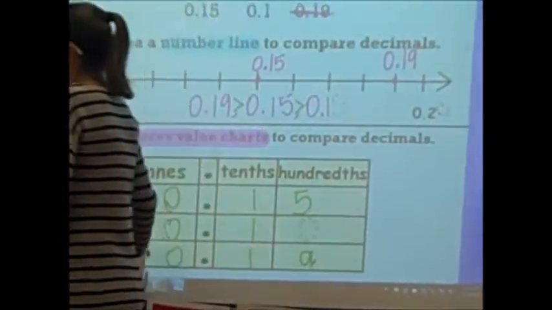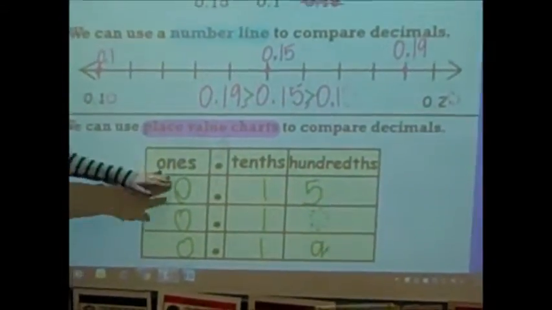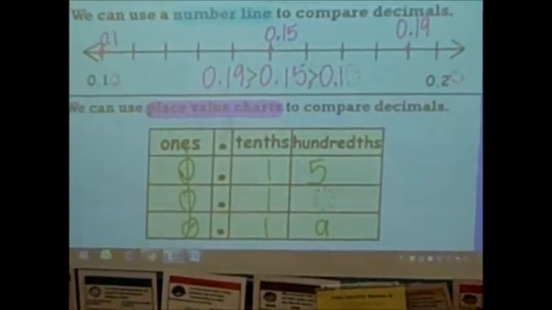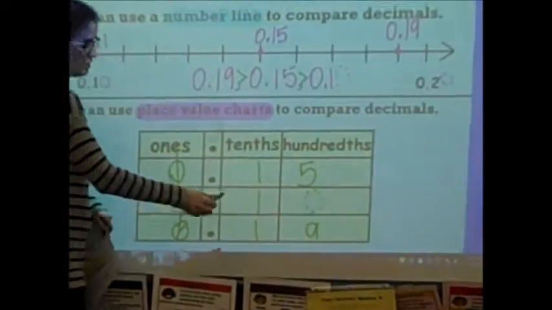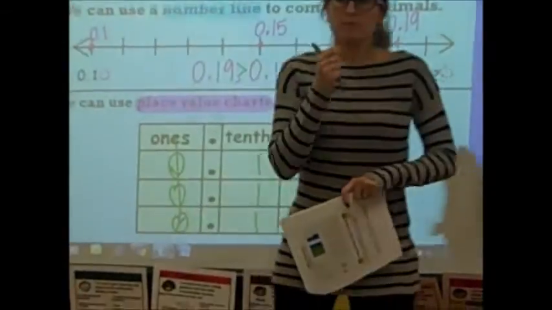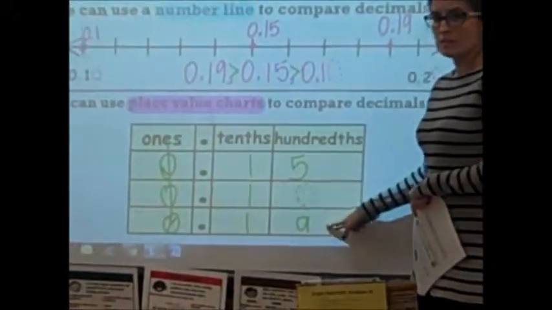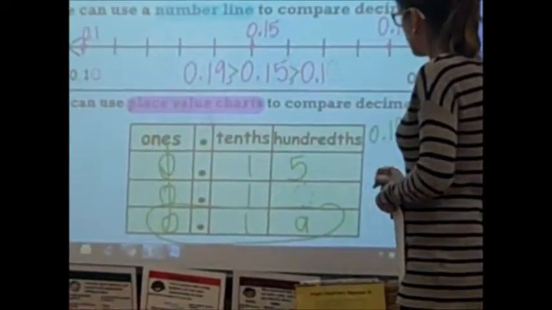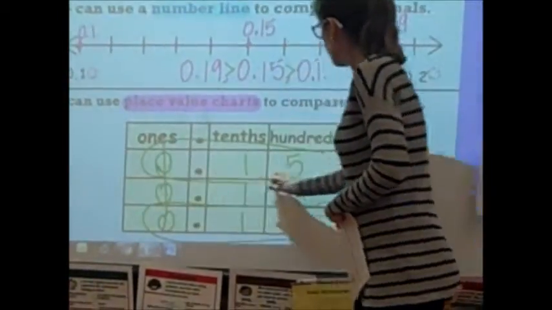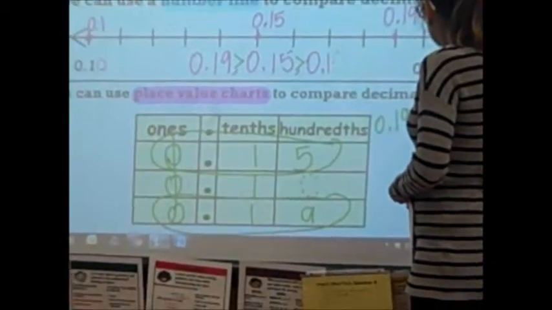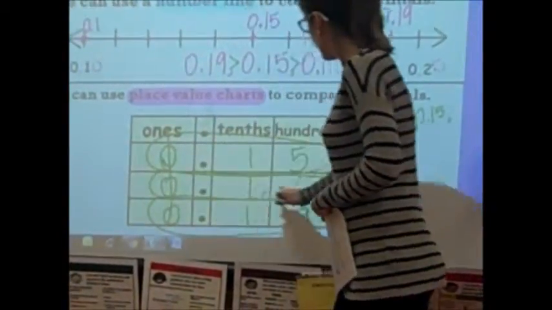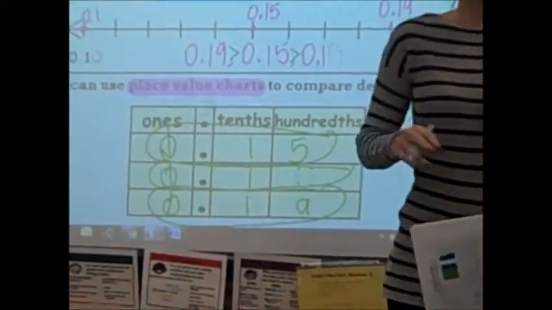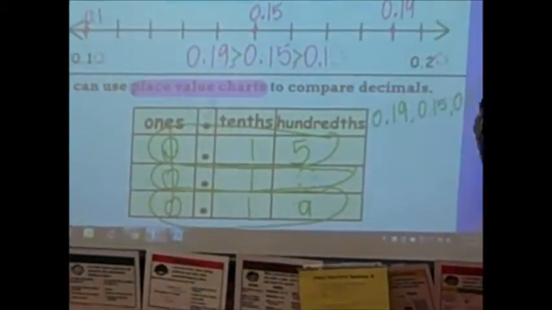And again, you start with the greatest place. The ones is the greatest place. We don't have any ones, so we move on to the next greatest place, which would be the tenths. They're all equal, so we move on to the next one, which would be our hundredths. From looking at that, 9 hundredths is greatest. So that means 19 hundredths is going to be greater than 15 hundredths, which is greater than 1 tenth or 100 thousandths. So if the advanced class is going into the thousandths, how are they going to plot that?